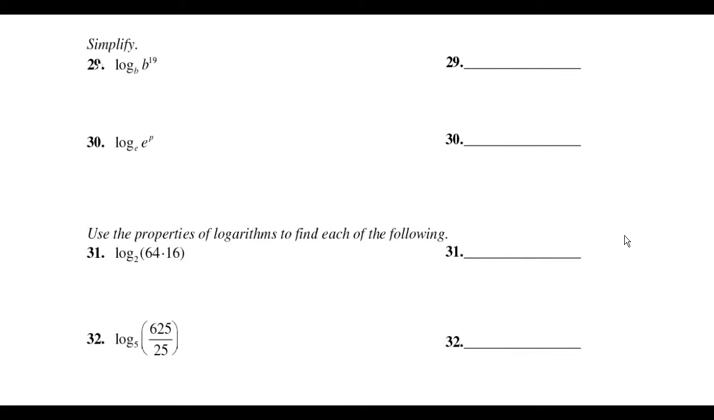Number 26. Well, at least we have some easy ones here. Notice log base B of B is 1, so this is 19. Log base E of E is 1, so this is just P. Now, use the properties of logarithms to find each of the following.